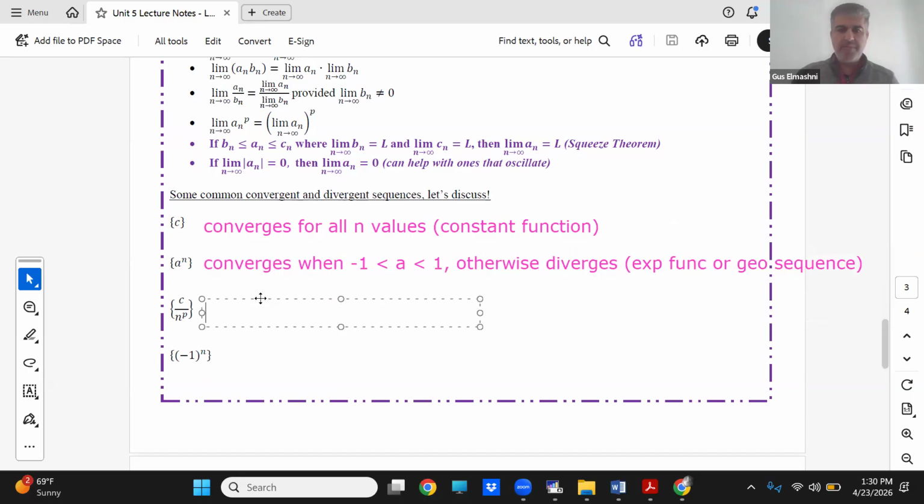This one is when you have a rational function. This will converge when your exponent is larger than what value? Zero, as long as it's positive. Yep.